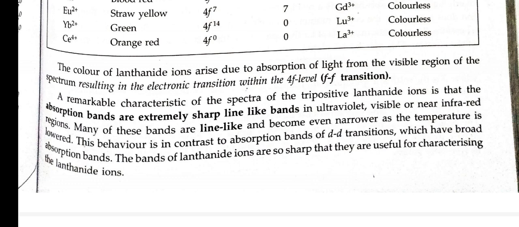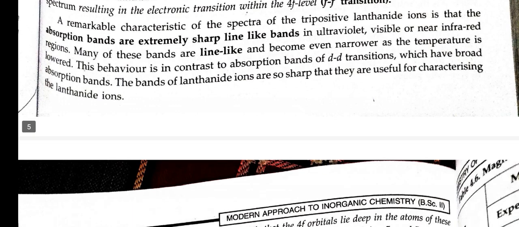A remarkable characteristic of the spectra of the tripositive lanthanide ions is that the absorption bands are extremely sharp, line-like bands in the ultraviolet, visible, or near infrared region. Many of these bands are line-like and become even narrower as the temperature is lowered. This is in contrast to absorption bands of d-d transitions, which are broad. The bands of lanthanide ions are so sharp that they are useful for characterizing the lanthanide ions.